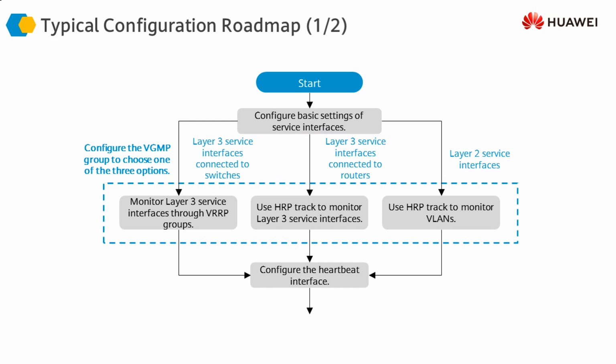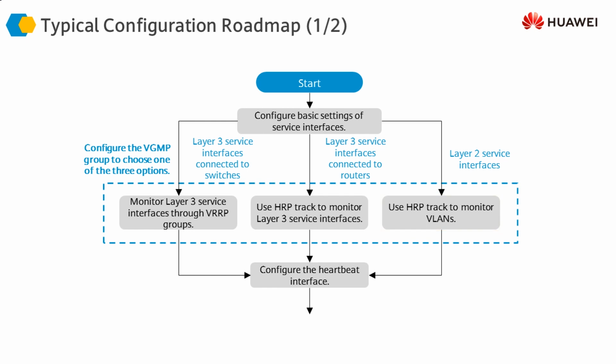In this particular case, the configuration in these three cases would be different. For example, in the first scenario, you monitor the layer 3 service interfaces through VRRP groups. In the situation where we have routers connected, we use HRP to track these interfaces, and in the case of layer 2 interfaces, we use HRP to track the VLANs connected to these interfaces.